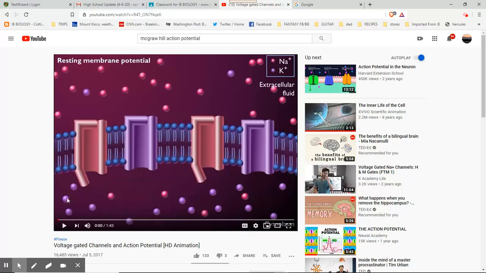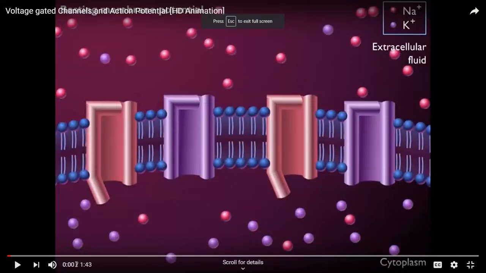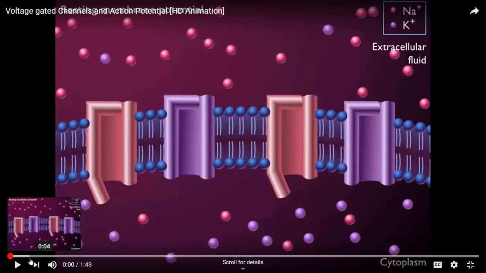We're going to take a look at the animation first to get the idea of what is going on. Listen to what's going on there. You have sodium in red and potassium in purple-blue there.